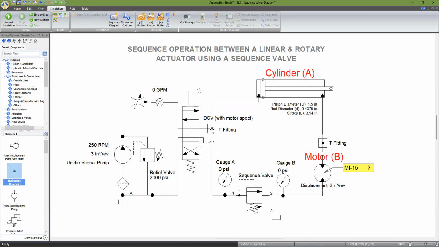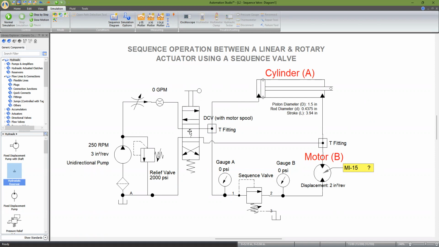The T fitting in its bare form, so if I just take it out, you see it has 3-way ports. Each of these ports should be connected to each of these 3 open lines. Also here, same thing is going to happen. I also chose to have measuring instruments. This one will measure the rotational speed, RPM, of the motor.